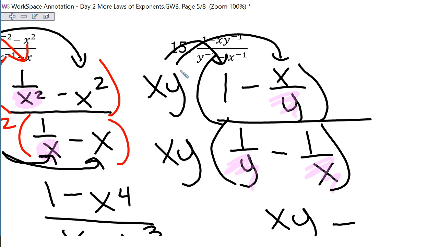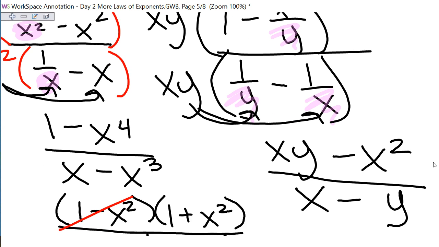The y's will cancel. And then x times x will give us x squared. Now distributing in the denominator, what's xy times 1 over y? 1. The y's cancel, so it's just x. And for the last one, what's xy times 1 over x? Y.